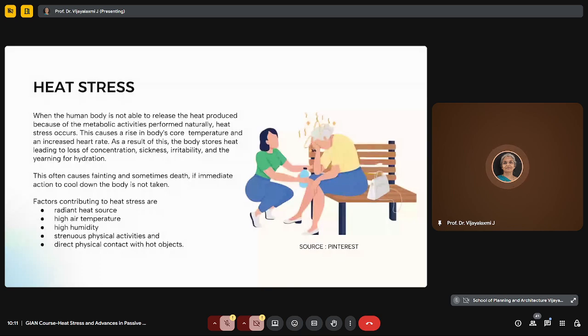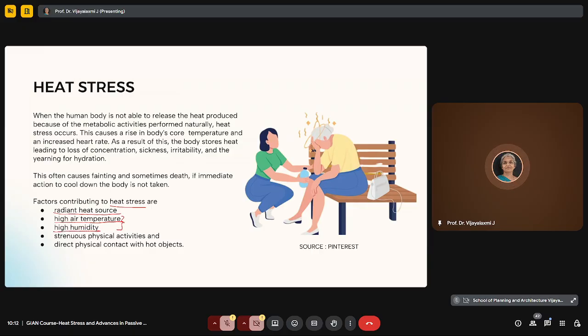Also, it's not something visible, and therefore to declare it as a disaster takes time, because there is no physical evidence. Now, what are the factors that contribute to heat stress? This is important. One is radiant heat source, either standing under the sun, standing next to the furnace, or standing next to the cooking stove on a warm day, causing high temperature. So, exposing ourselves to high air temperature, exposing ourselves to high humidity.